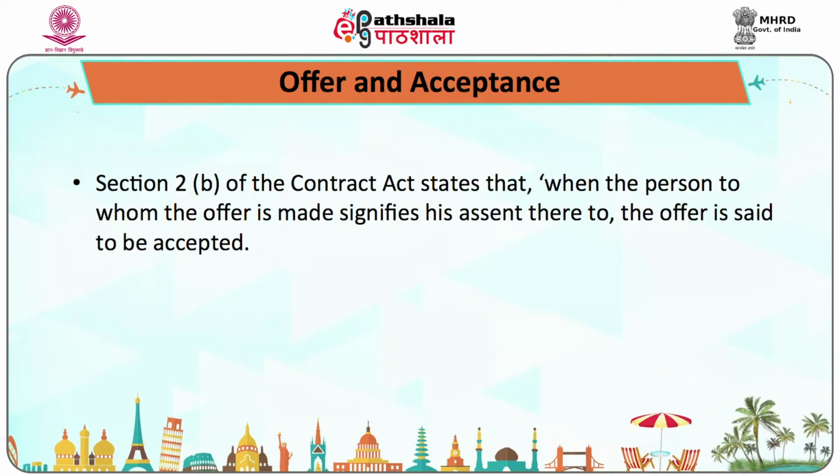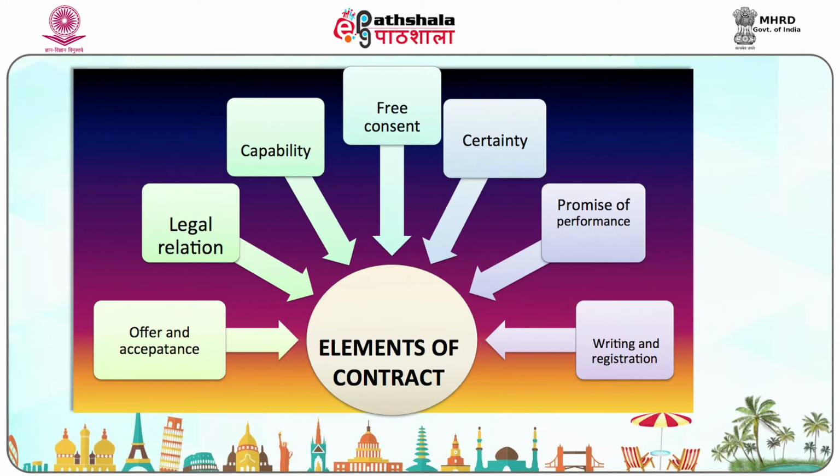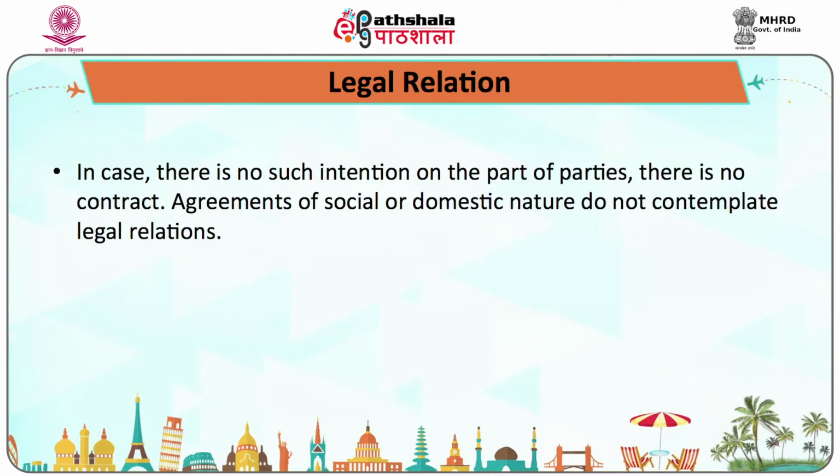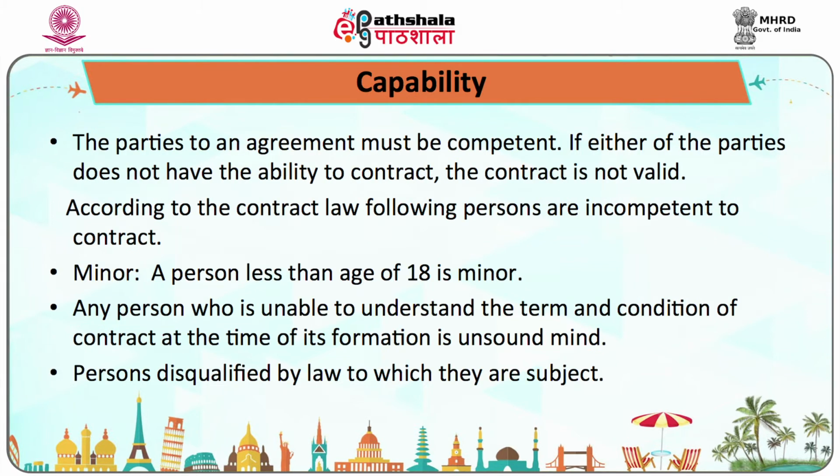Section 2(b) of the Contract Act states that when the person to whom the offer is made signifies his assent thereto, the offer is said to be accepted. Next, legal relation. In case there is no such intention on the part of the parties, there is no contract. Agreements of a social or domestic nature do not contemplate legal relations. Capability. The parties to an agreement must be competent. If either of the parties does not have the ability to contract, the contract is not valid.